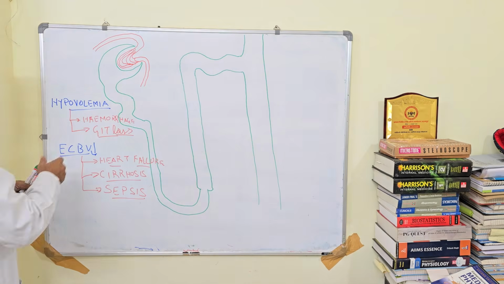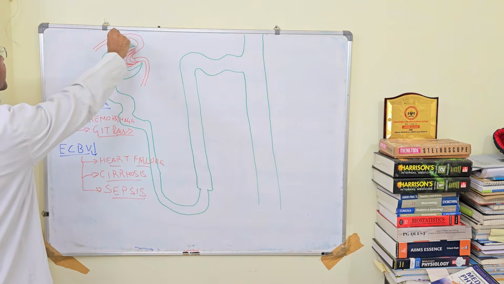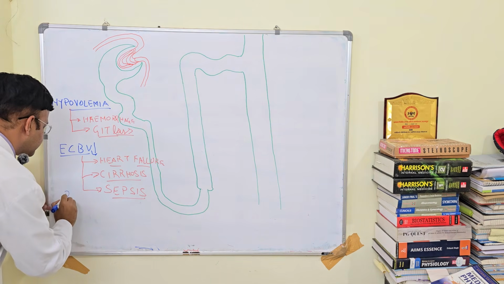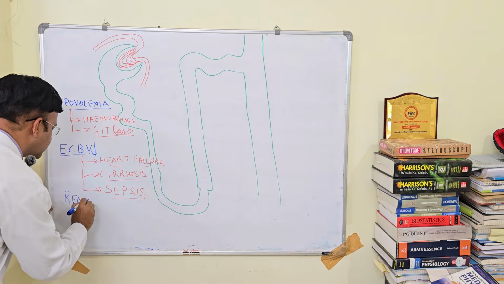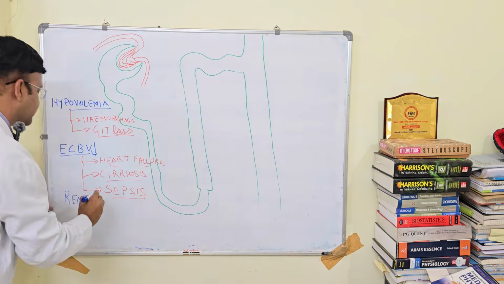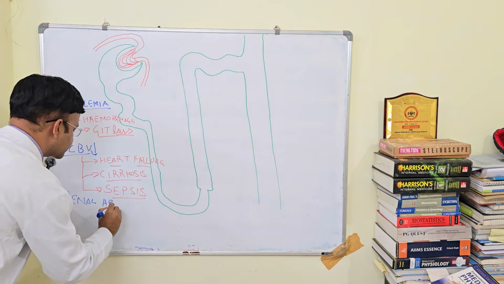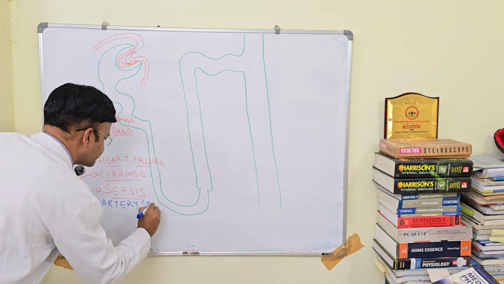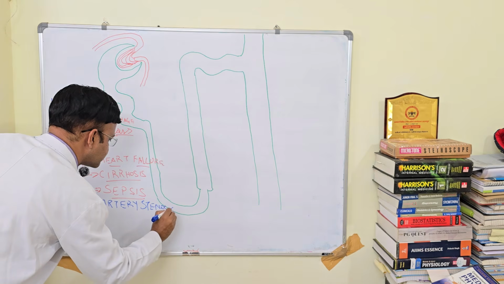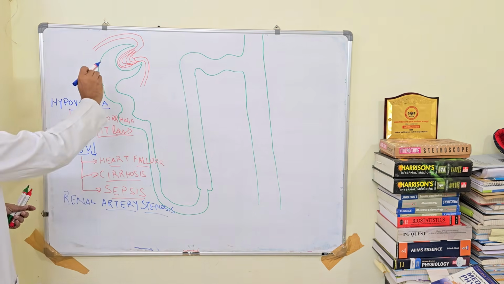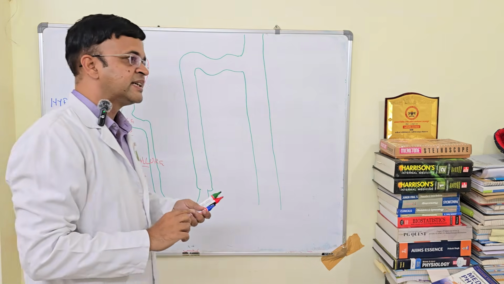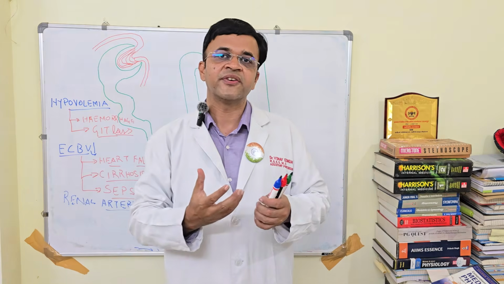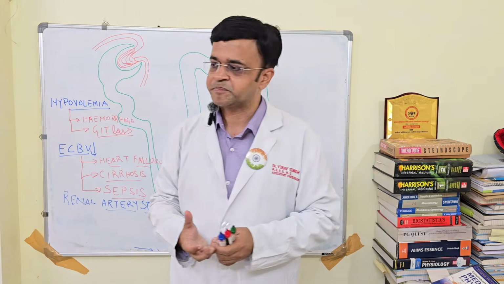Now, one obvious thing is renal artery stenosis. If the renal artery is stenosed, you will have less blood. Now, one clinically very important point over here is that certain drugs can also lead to acute renal failure.